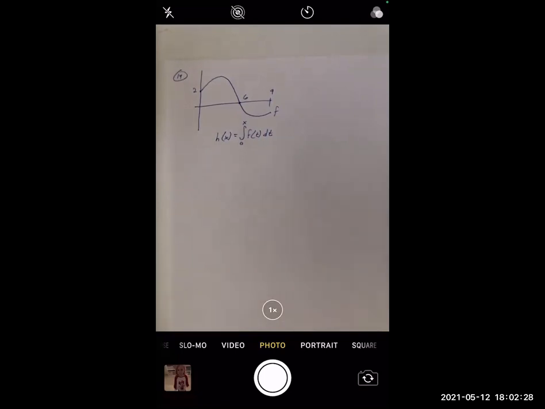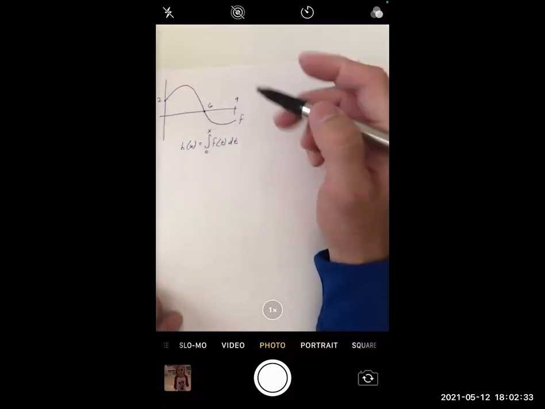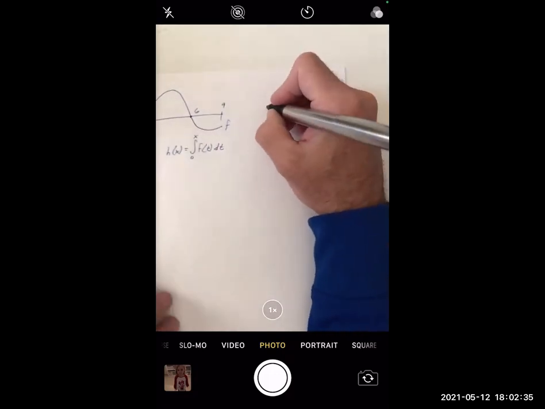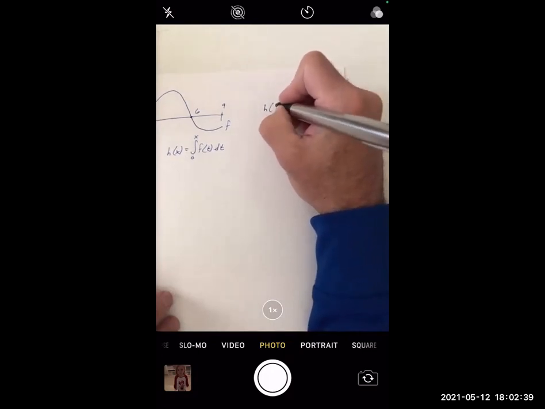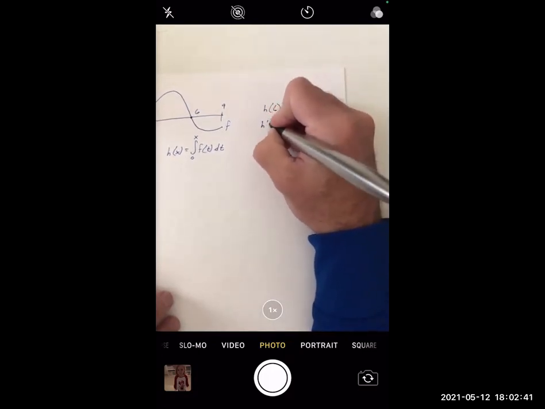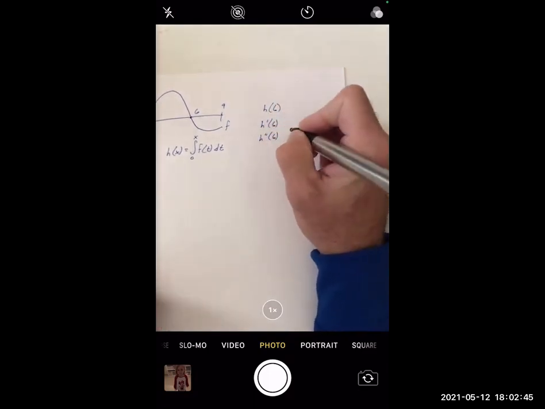So it's the same type of thing. You have to order some of your values just in the right way. So it was h of 6, h prime of 6, and h double prime of 6.